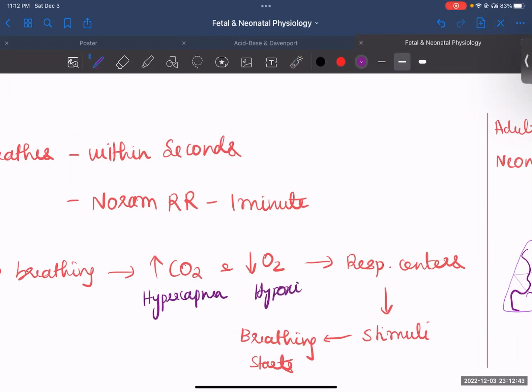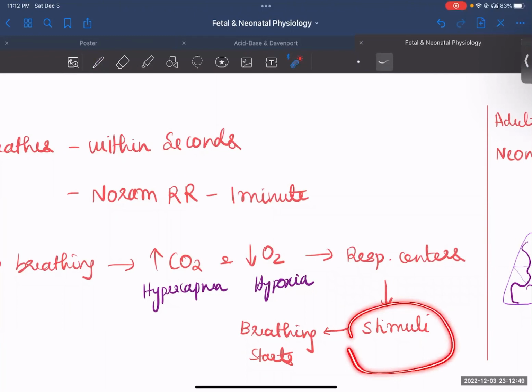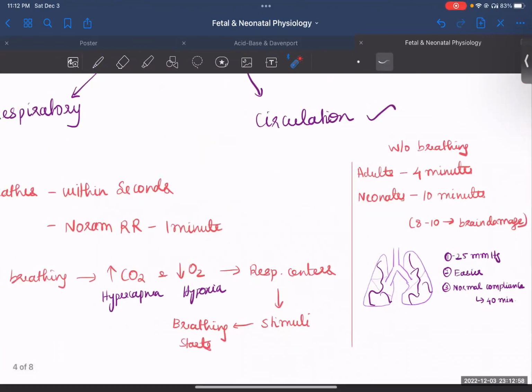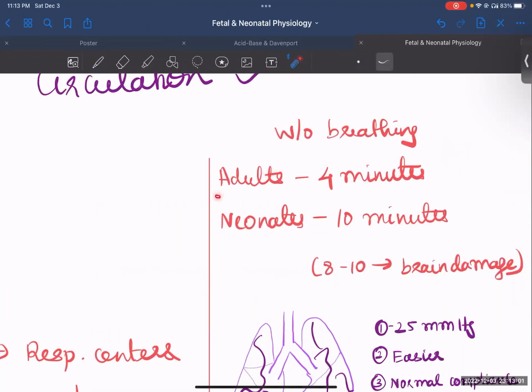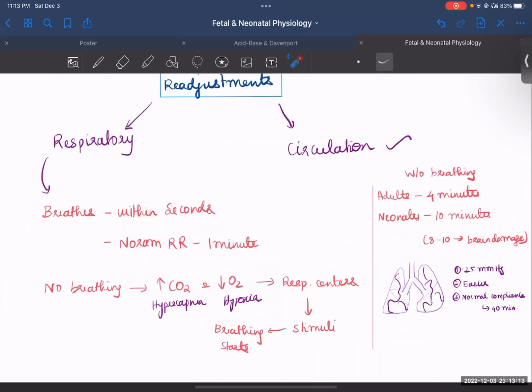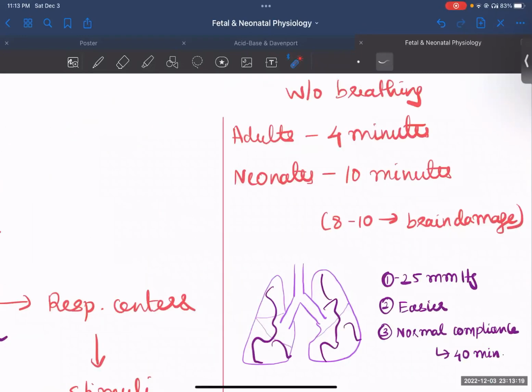This is going to stimulate your respiratory centers, and those respiratory centers will send stimuli, which will start the breathing process freshly. So you need not worry. That is why we should know this fact: without breathing, an adult can live for 4 minutes, but neonates can live for 10 minutes without breathing. That means they have more capability to live without breathing, and they will wait for the signal to start their breathing. But when it crosses the 8-minute mark, that can cause brain damage, especially to your thalamus and your inferior colliculi. Remember that fact.